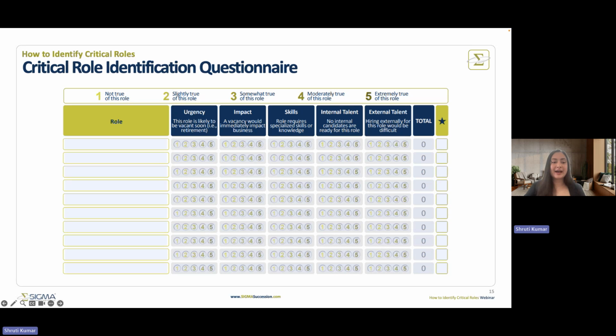All right, so this is what our critical role identification questionnaire actually looks like. So a long name for a very handy questionnaire. Now, at your organization, your senior leadership team or your succession management team would come together and use this to pinpoint the positions that are most valuable for your organization's operations. So, if you're on the succession management team, for instance, you would start from the left-hand side to list anyone whose role you think may be critical.